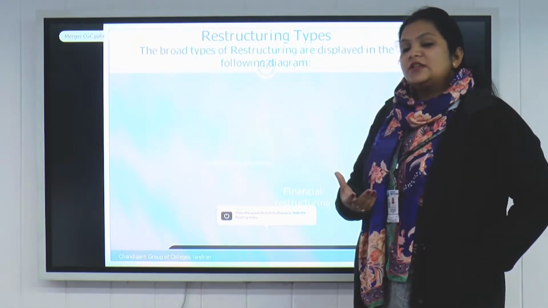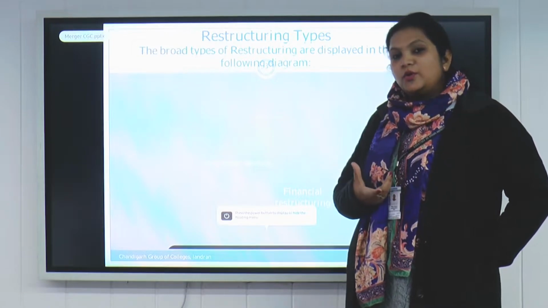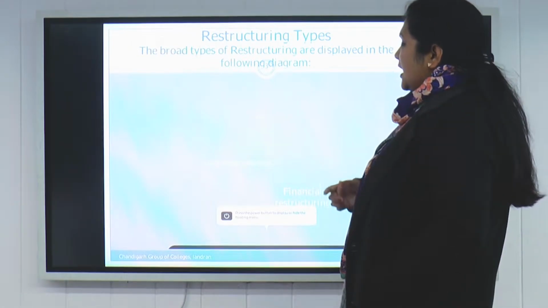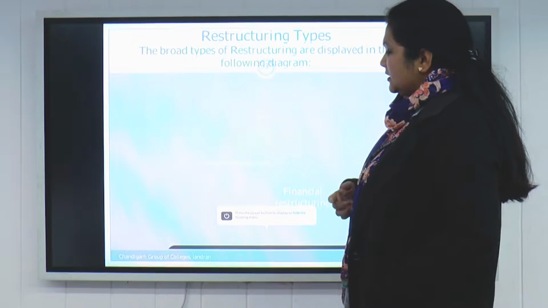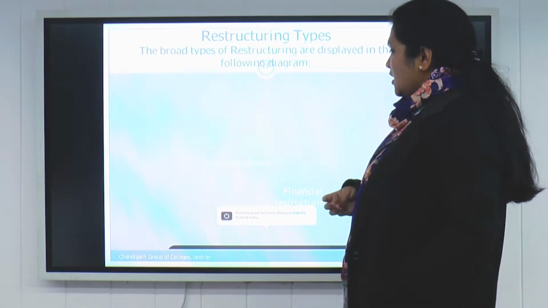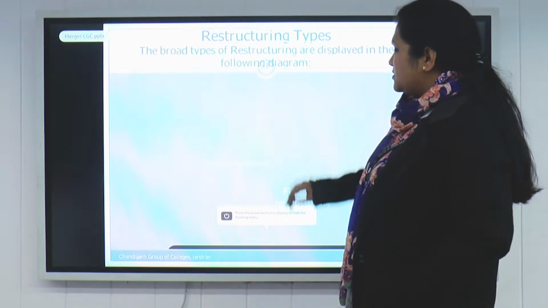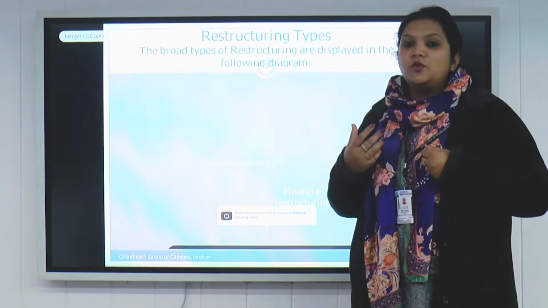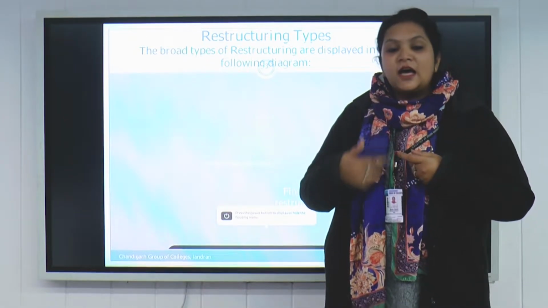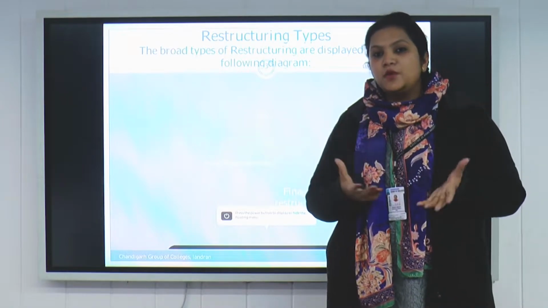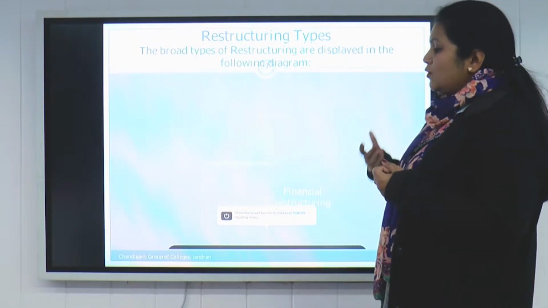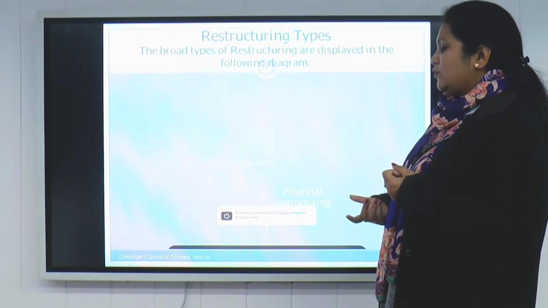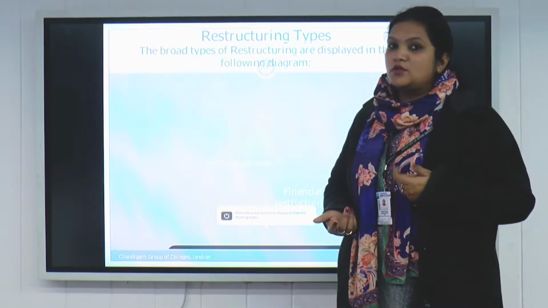Why does corporate restructuring actually occur? It has different types. The first is organization management restructuring: you want to reorganize the management, the entire team that is working with you. Then you want to enhance the portfolio, which is portfolio and asset restructuring.